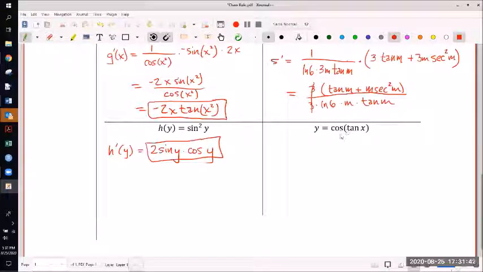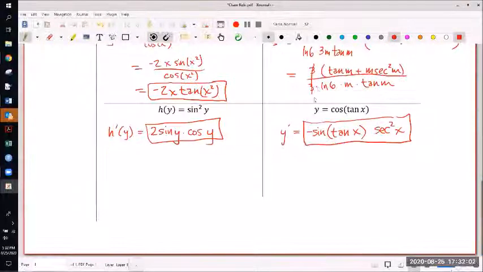Here I have the outside function is cosine, inside function is the tangent. So y prime is going to be negative sine. The derivative of cosine is negative sine, composed with the tangent of x, and then I'm going to multiply by the derivative of the tangent, which is secant squared of x. And there you have it.